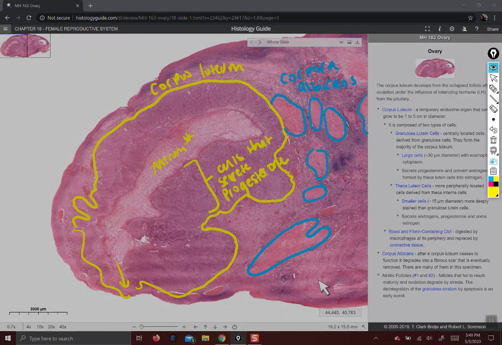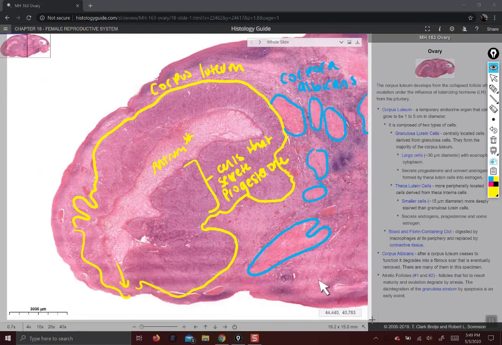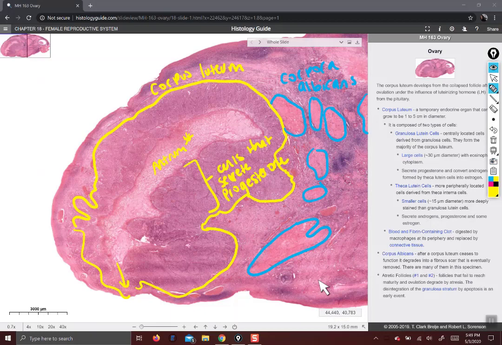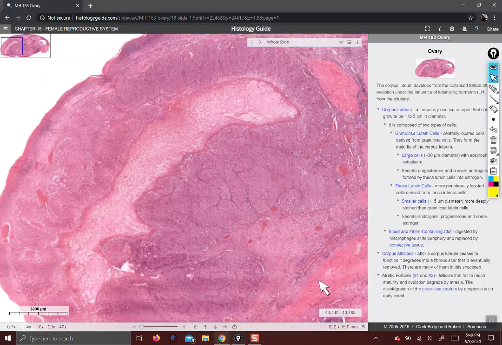All right, let's take a picture of that. And then I'm going to actually zoom in on a place on this slide where the corpus luteum is right next to the corpus albicans, so you can actually see the difference.